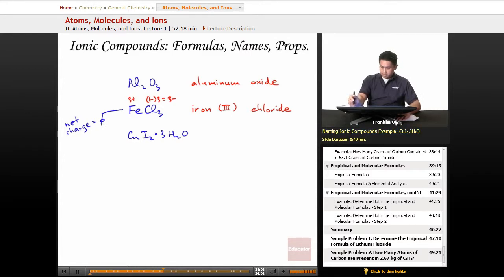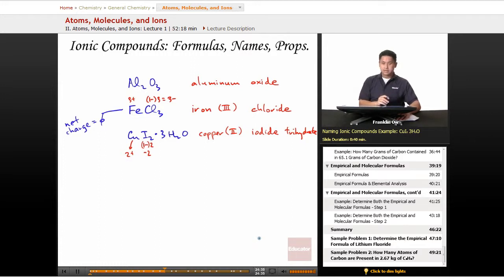Okay. Right here, we're going to have copper. Copper is one of those you need a Roman numeral for, followed by hydrate, followed by iodide. And then we have 3 waters, which becomes trihydrate. And here, iodine is a 1- charge, and there's 2 of them, giving me -2 overall. And so copper must be a +2 to balance it. And so I'm going to indicate that in the parentheses as a Roman numeral.